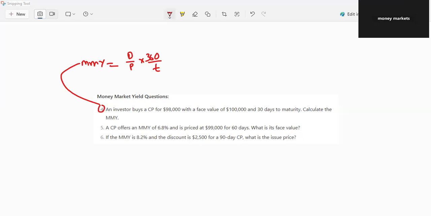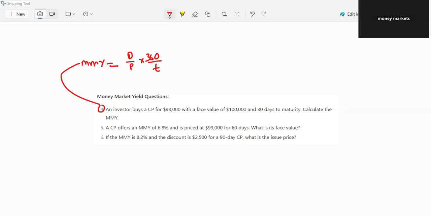So question number 4 reads, an investor buys a commercial paper for 98,000 with a face value of 100,000 and 30 days to maturity. Calculate the money market yield. To start with, the formula of the money market yield is the discount value over purchase price times 360 over time. So in this case, what have we been given? We're trying to identify the parameters that have been given. We've been given the purchase price as 98,000, the face value as 100,000 and days to maturity as 30.